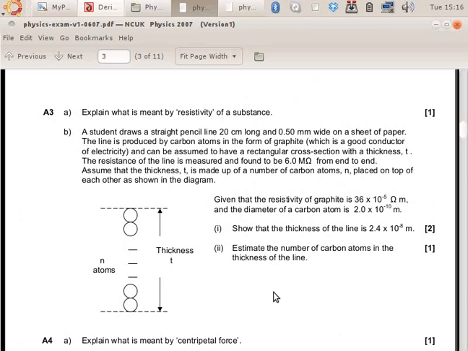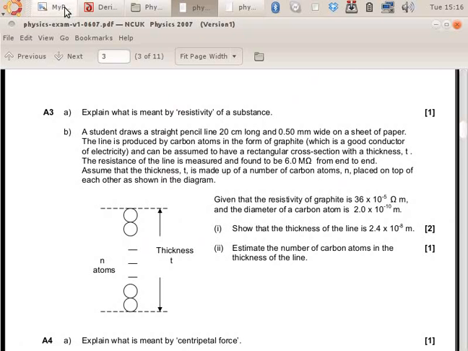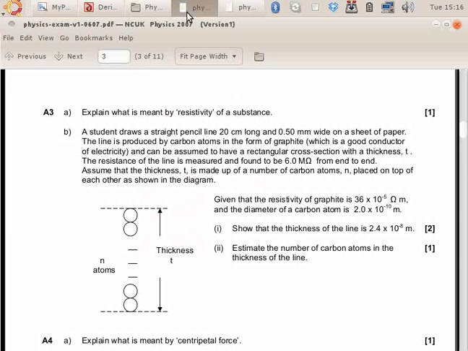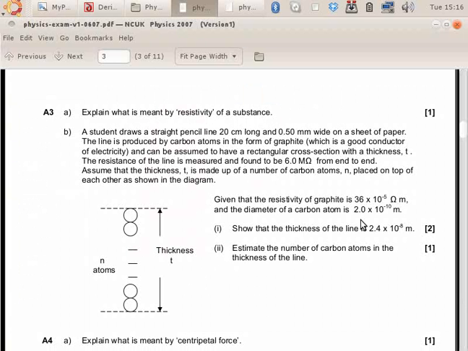So if I draw this now, 1, 2, 3. We're told that this bit here is 0.5 millimeters. So 0.5 times 10 to the minus 3. And we're told that this piece here is T. And are we told anything else? Are we told the diameter of the carbon atom is 2 times 10 to the minus 10?